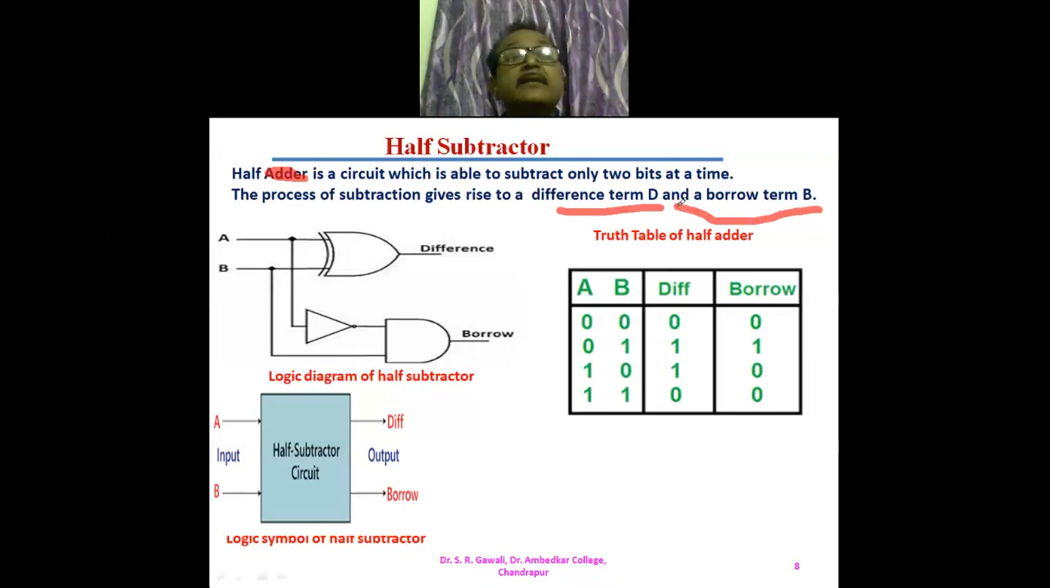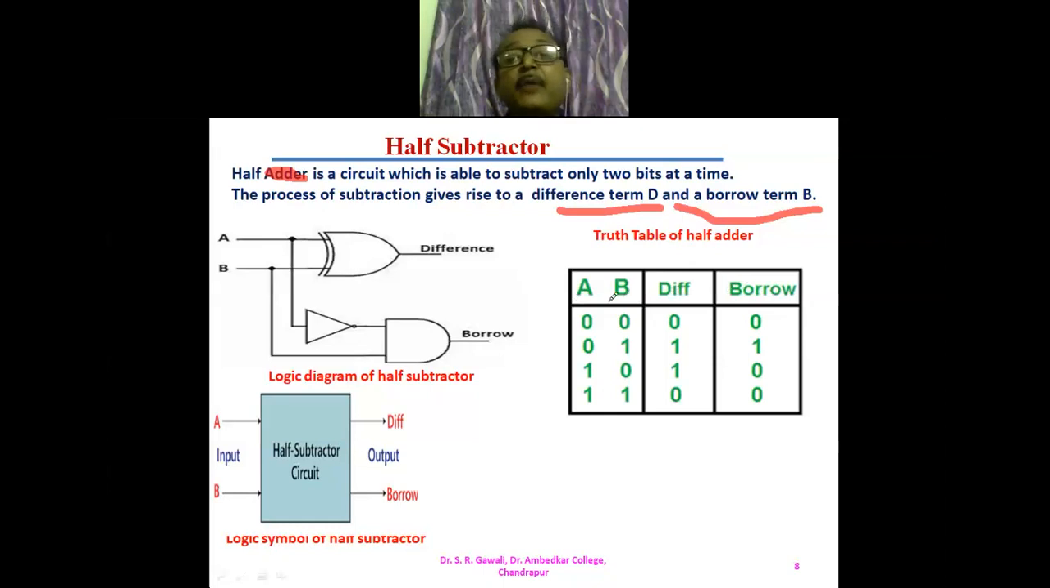And the logic diagram of the half subtractor is like this. And the truth table of the half subtractor is given here. So A and B are the two inputs, and the outputs are the difference and the borrow. So these are the two outputs, and A and B are the two inputs.